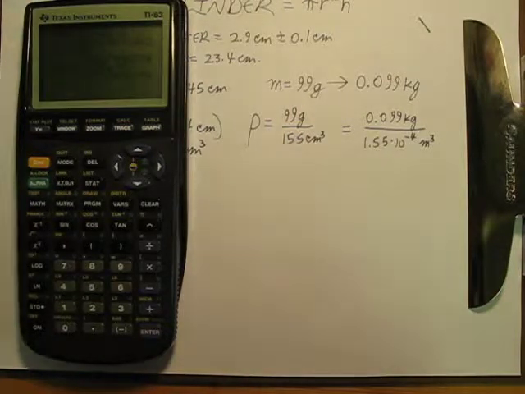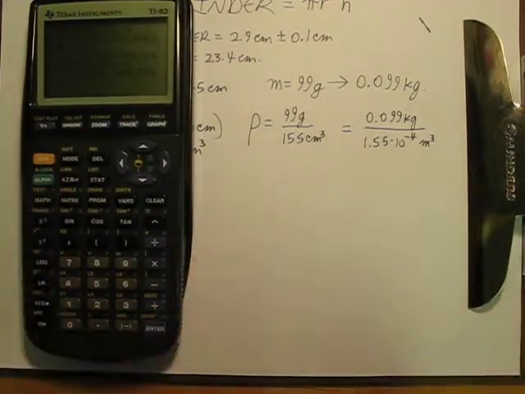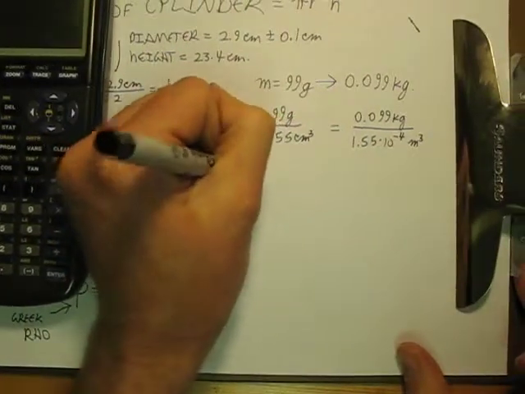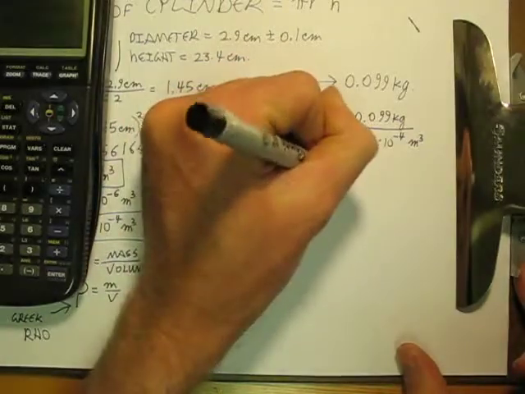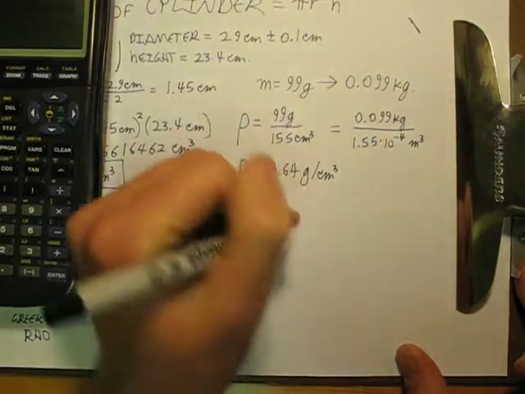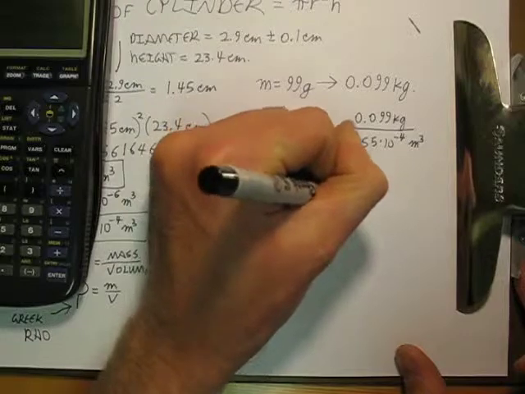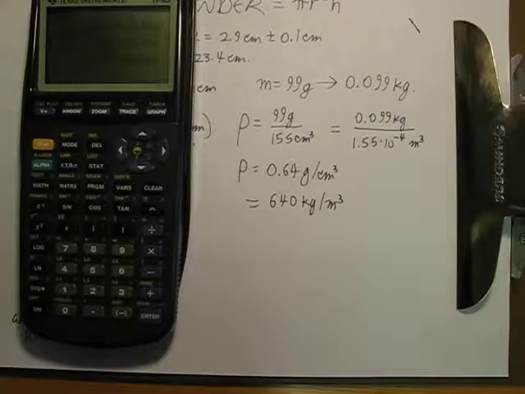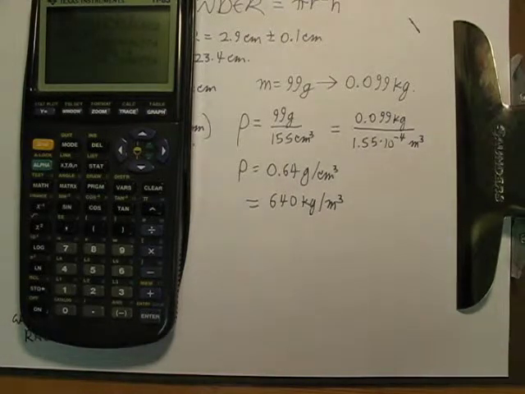That gives me 638.7. Doing 3 significant digits, probably, let's go a little bit more than that. We're going to say 0.64. The density is going to be 0.64 grams per centimeter cubed, or we can call it 640 kilograms per meter cubed. Okay, and in the last 7 seconds, all I want to say is that the density of water is 1 gram per centimeter cubed. This is less than that, and so that means that it will float.